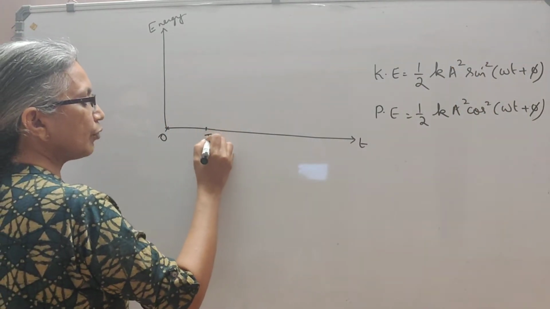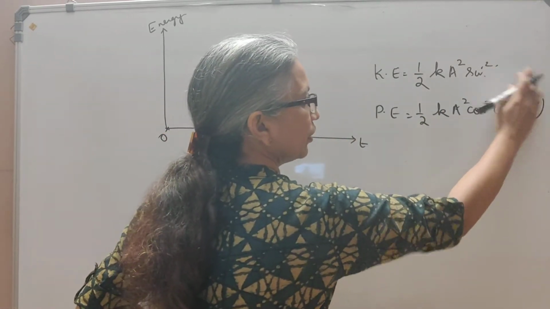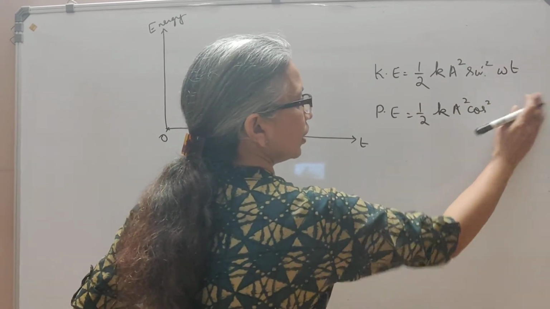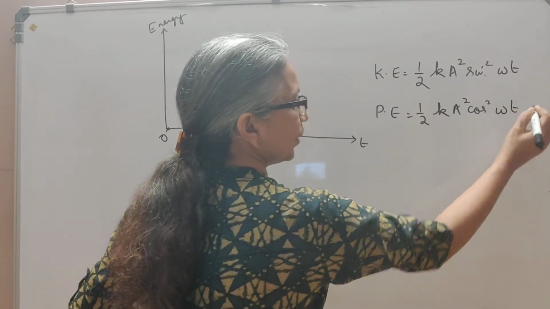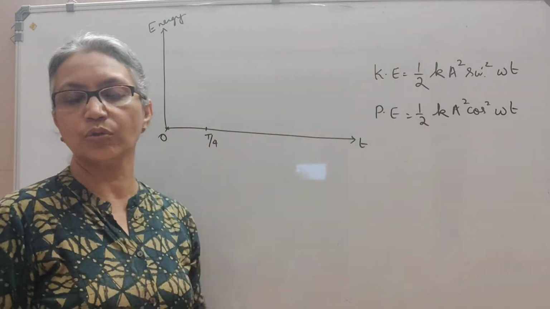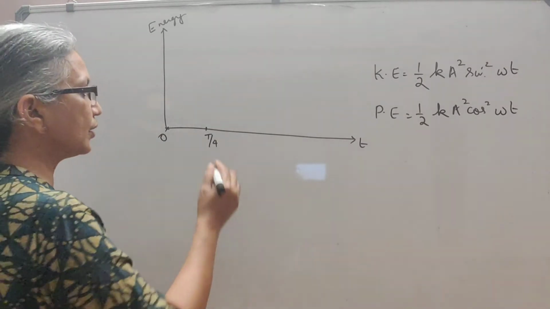Then at time T by 4, I'm taking the simplest equation where phi, the phase constant, is 0. So let's write this as omega t. Phase constant 0 would be omega t. So when time is T by 4, omega t you know will be pi by 2. So sin pi by 2, that is sin 90, is maximum.